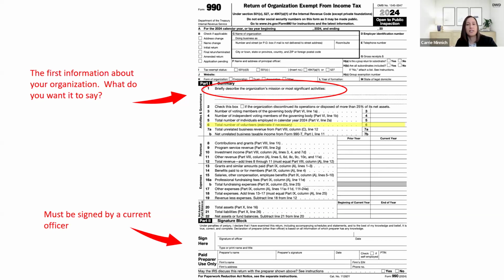And it's really important to answer this question correctly because it shows how many people are supporting your organization as volunteers. So I think it's a really good question and just making sure that you have that correct.